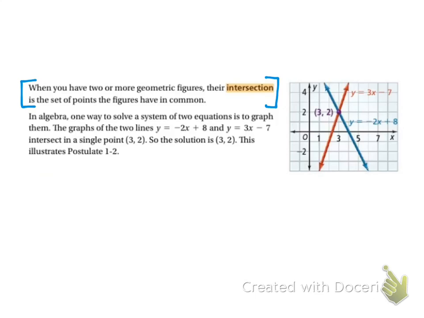When we have two or more geometric figures, their intersection is the set of points the figures have in common. So in algebra, when we were solving where two lines intersect, they intersect at a single point in this picture. If they're the same lines on top of each other, they have infinitely many points in common. But it's wherever they meet up that we call their intersection.